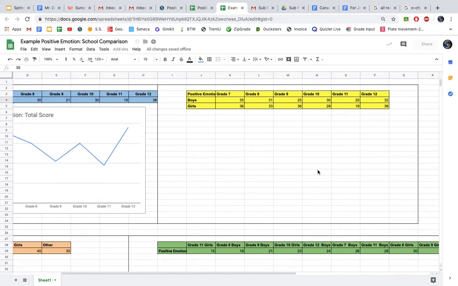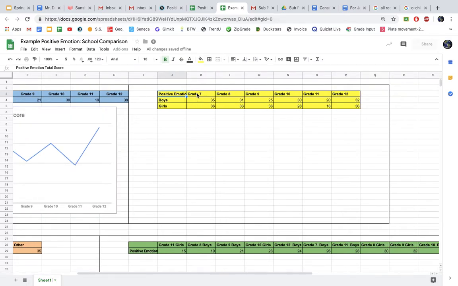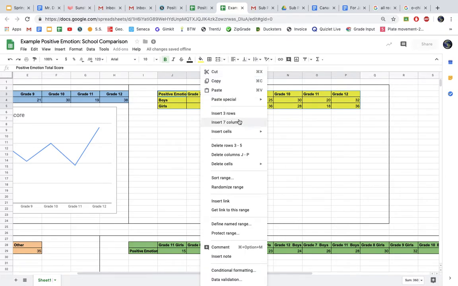So let's look at this one now. So positive emotion, boys versus girls, grade 7, 8, 9, 10, 11, 12. This one we're going to do a line chart like this one, only we've got two groups on this axis here. So I believe that's the x-axis. So let's go back to this one. So we highlight, and maybe I right click. Let's try if we can do that. Can we insert a chart? Seems like you can't do it.